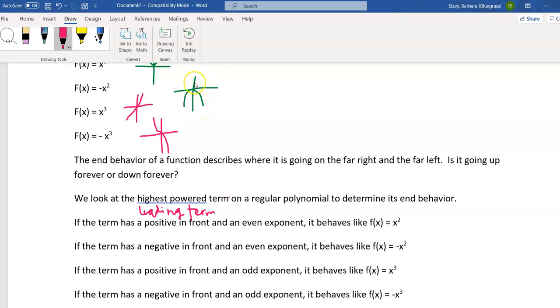Now, let's note that it could be doing all kinds of things in between, but on the far left and the far right, it will go down. All right? If the term has a positive in front and an odd exponent, like x cubed, it's going to behave like x cubed. So it's going to be going up on the right and down on the left, on the far extremes. Could be doing all kinds of stuff in here. And then finally, if the term has a negative in front and an odd exponent, like negative x to the third, it will behave like negative x to the third. So in other words, on the far left, it'll go up, and on the far right, it'll go down.